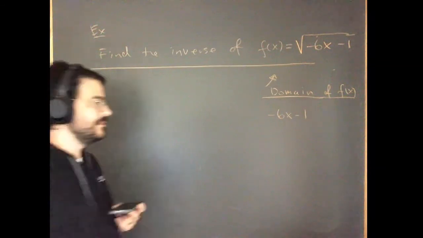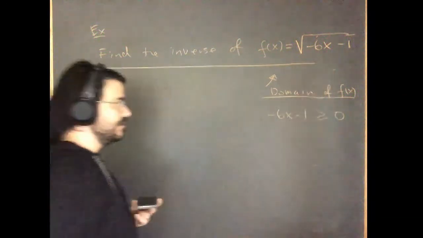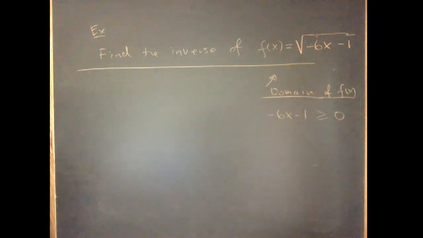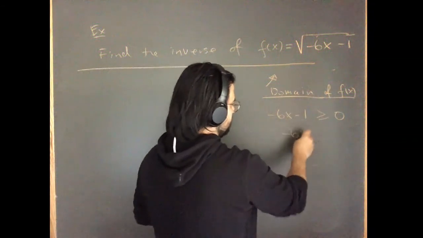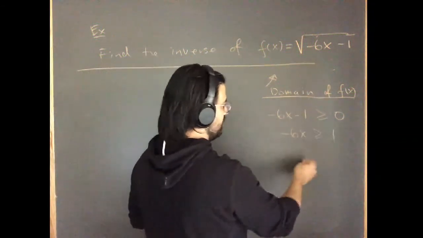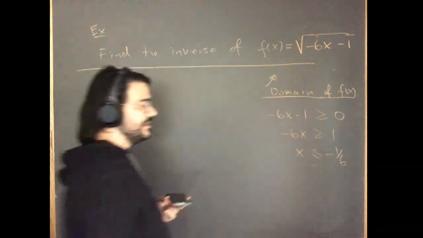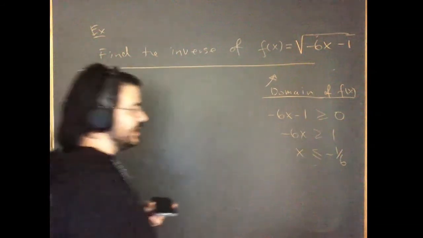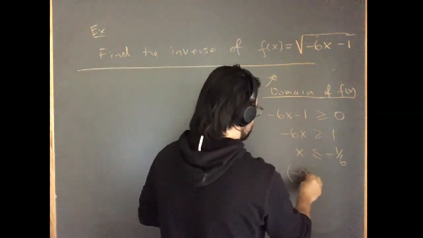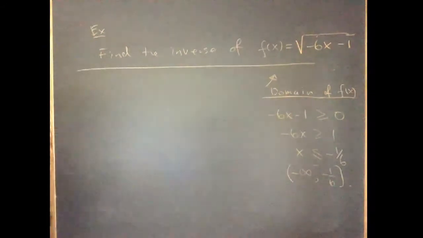That's exactly right. Okay. We need to make sure that anything that's underneath the radical is greater than or equal to 0. Okay, so let's go through and solve this. We move the 1 to the other side, and then we divide by the negative 6. And remember, when you divide by a negative, the inequality flips around. So here, the domain is actually the numbers from negative infinity all the way up to negative 1/6, including negative 1/6.